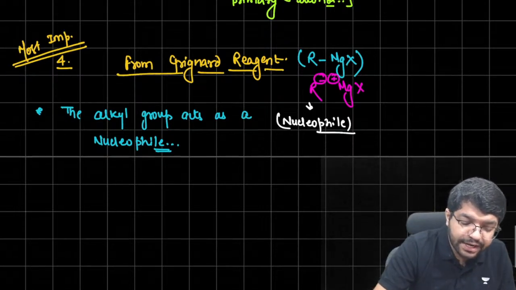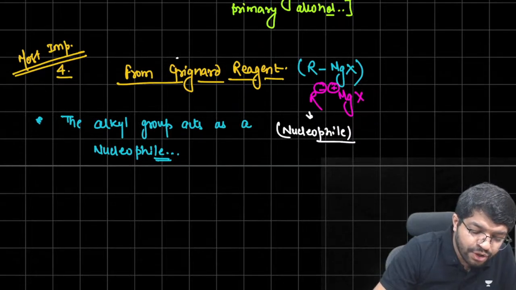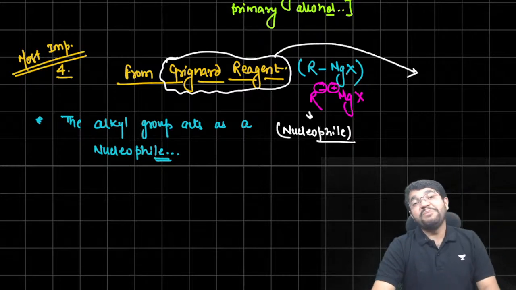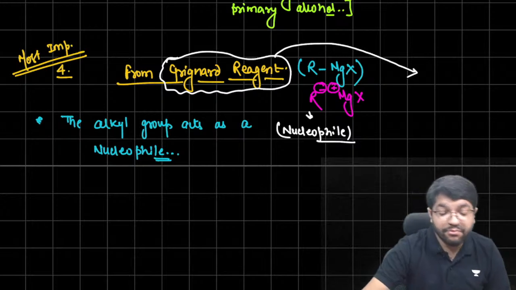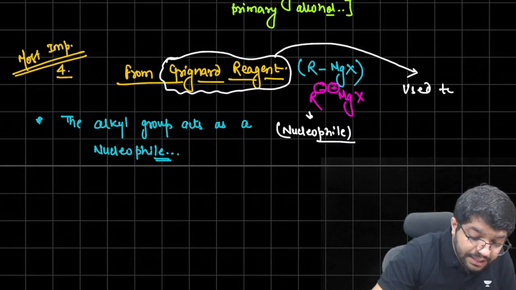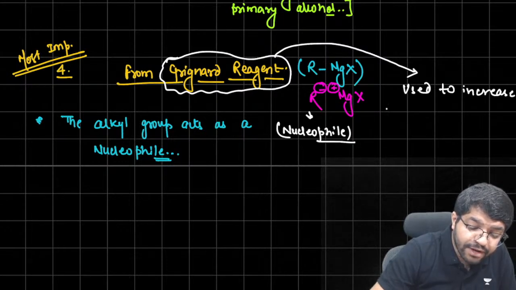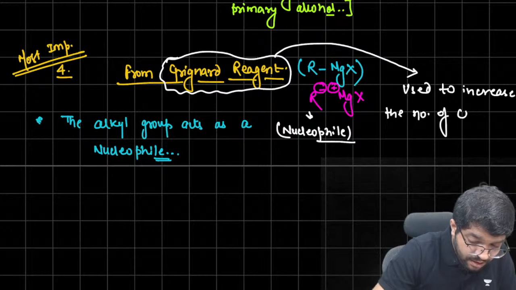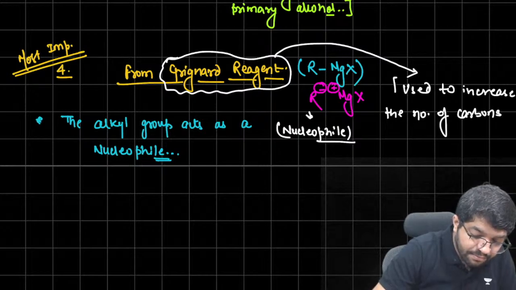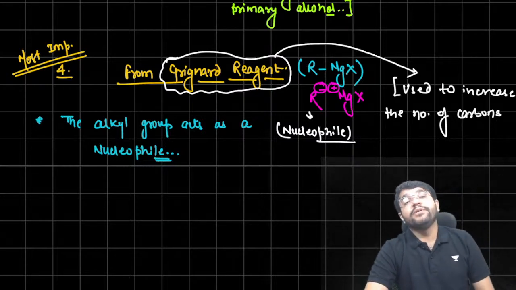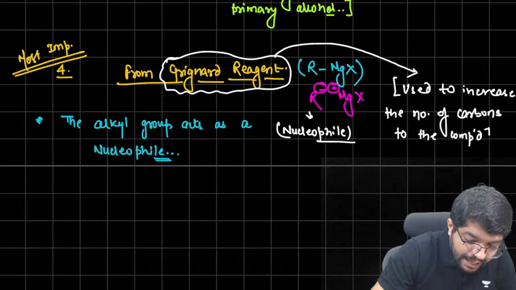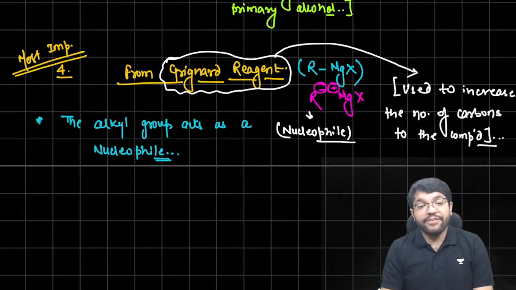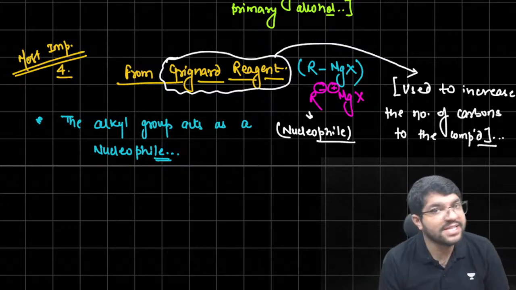Now, what is Grignard reagent used for? This reagent is used to increase the number of carbons. This application is really important. You can increase any number of carbons in the compound by adding Grignard reagent. I'll give you a quick example of how Grignard functions, because that is going to be the game-changing scenario for you.